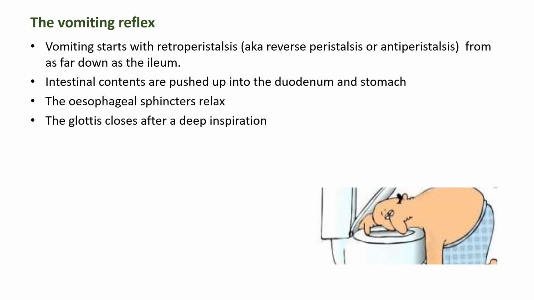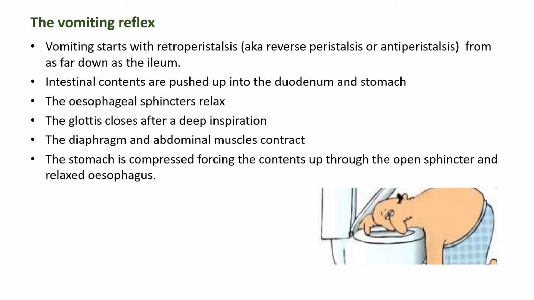The esophageal sphincters relax. The glottis closes after we take a deep breath because we need air, but also we need to protect the lungs from aspiration. The diaphragm and the abdominal muscles contract, and what this does is, of course, compress everything inside, including the stomach. This forces the contents that have come up through retroperistalsis up through these relaxed sphincters and the relaxed esophagus and out.